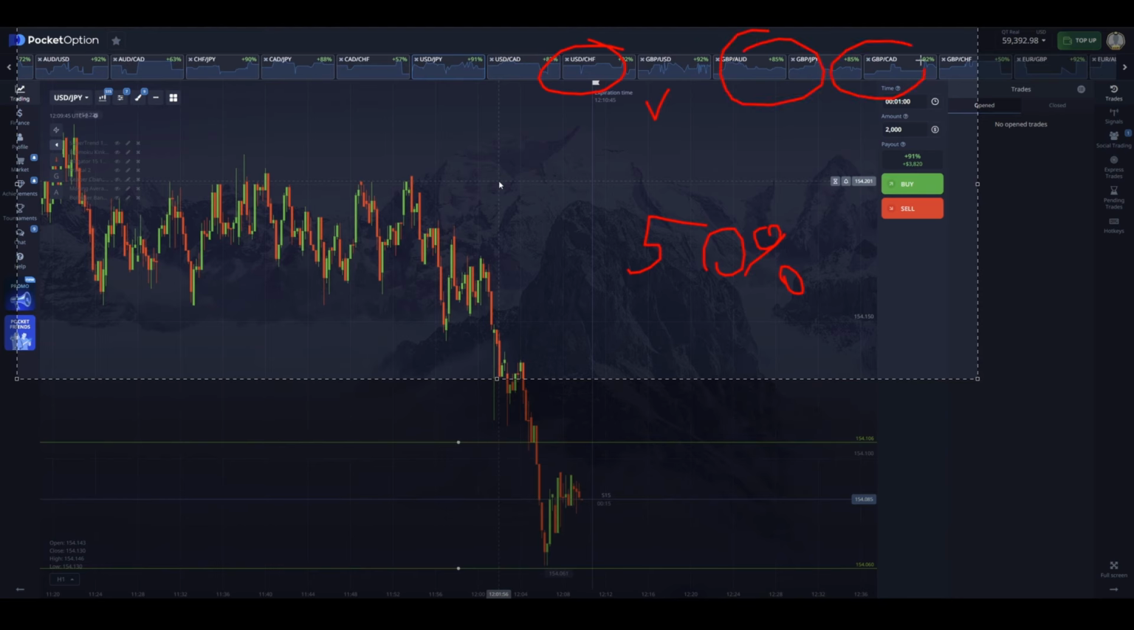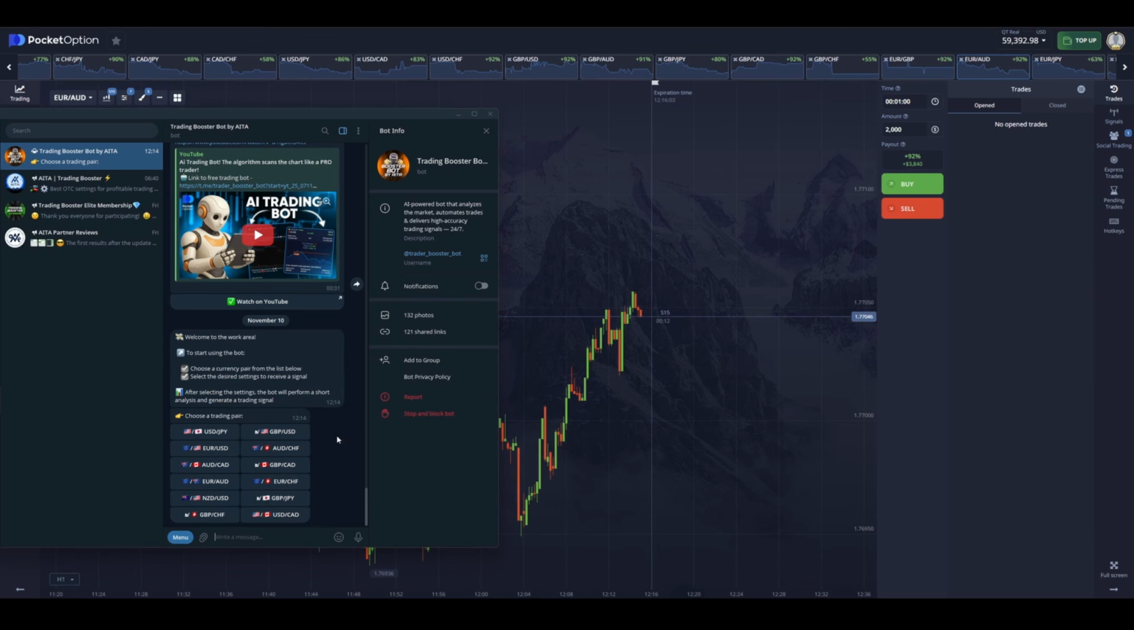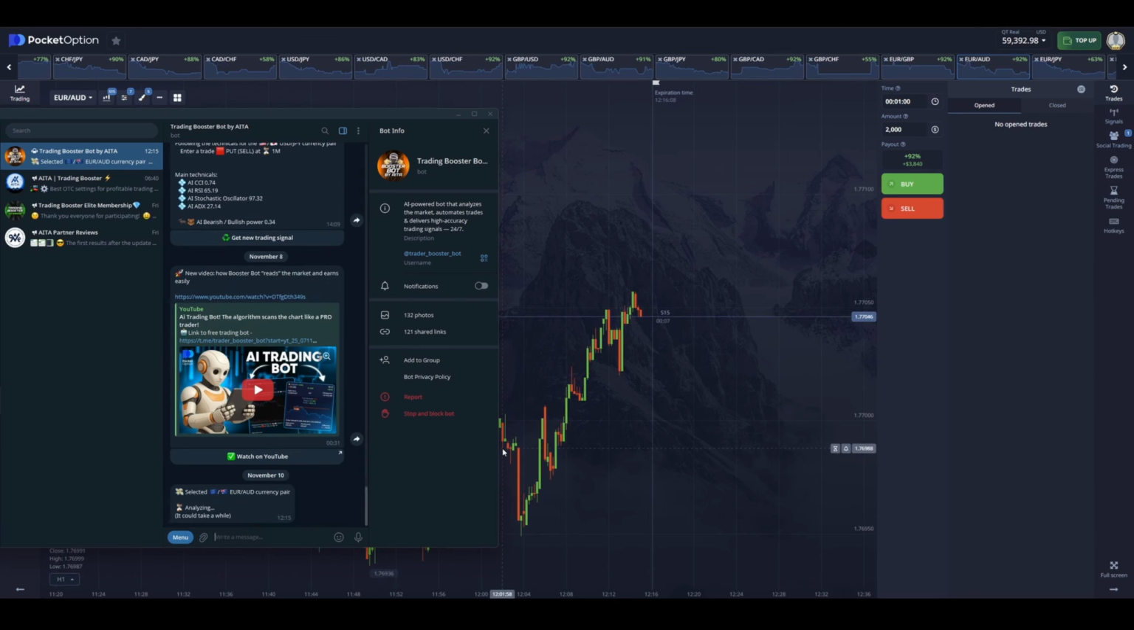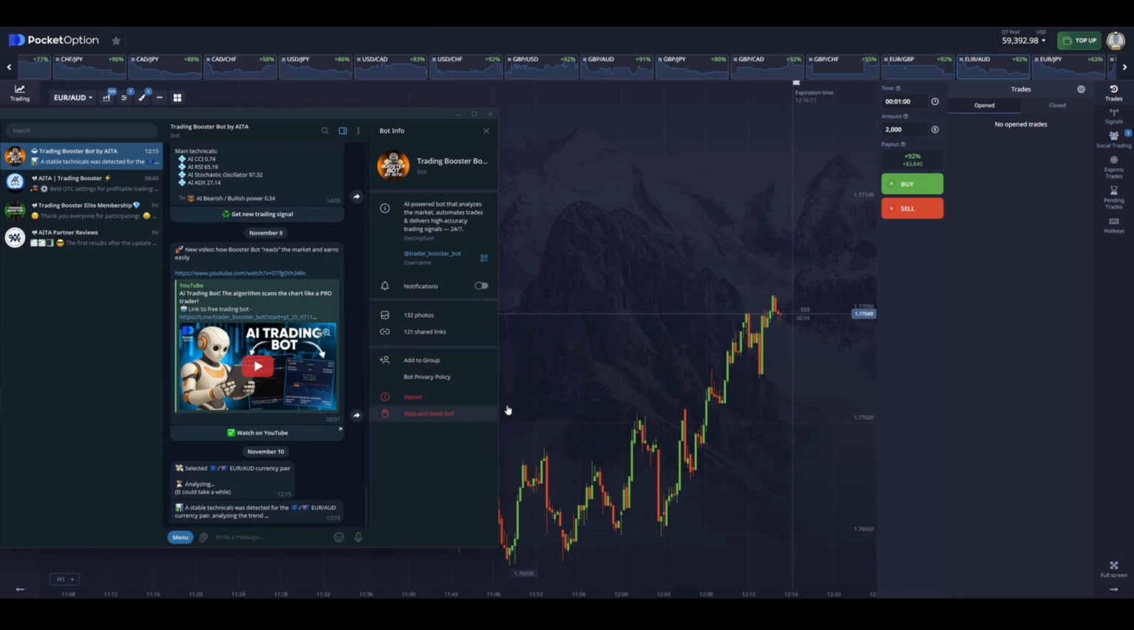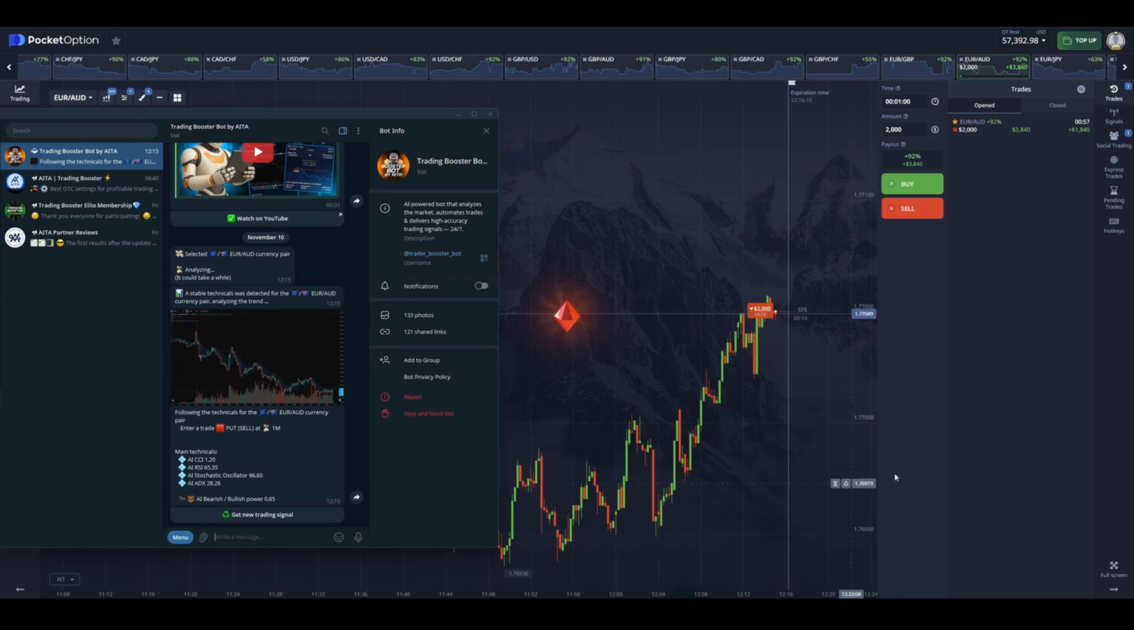So now, we'll pick a quality currency pair together, and then I'll show you how you can do this on your own. For example, I choose the Euro to Australian dollar currency pair. Here, the movement is fairly calm, meaning this currency pair has normal volatility. That's why I can choose it and, accordingly, request an analysis from BoosterBot. BoosterBot gives me a sell signal, and I immediately open a sell trade.